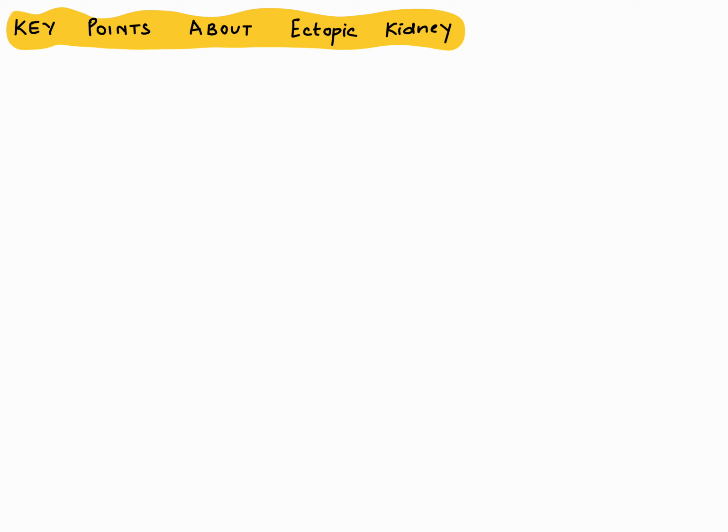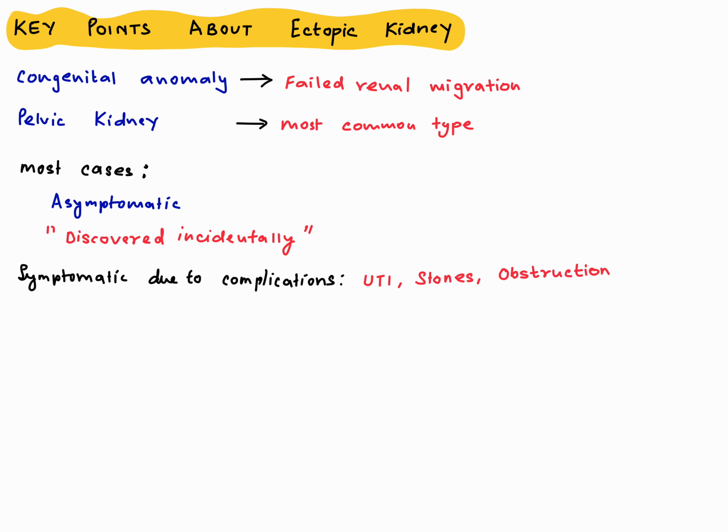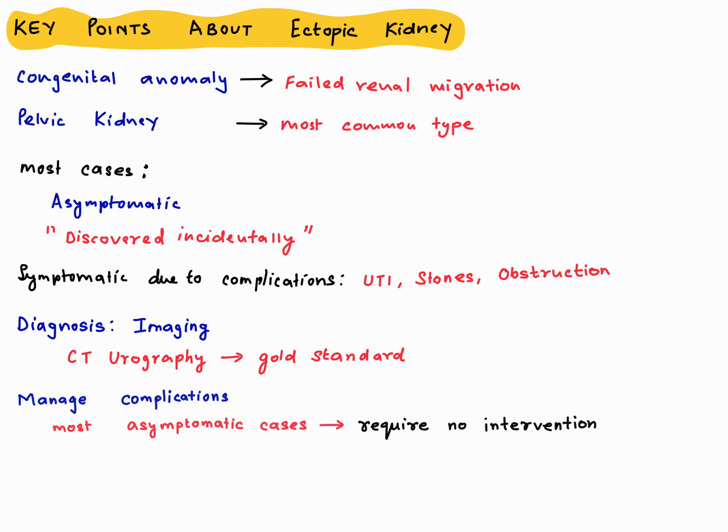So, let's quickly recap the key points for you to remember about ectopic kidney. It's a congenital anomaly resulting from failed renal migration. The pelvic kidney is the most common type. Most cases are asymptomatic and discovered incidentally. When symptomatic, it's often due to complications like UTIs, stones, or obstruction. Diagnosis is primarily through imaging, with CT urography being the gold standard. Management is tailored to complications, with most asymptomatic cases requiring no intervention.